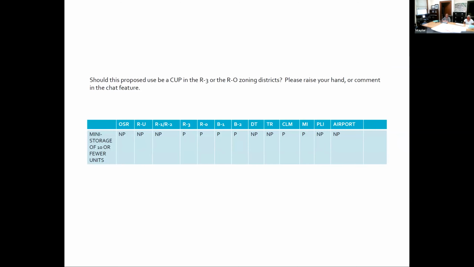Here we have a question that has come up amongst folks prior to the meeting. Right now, mini storage of 10 or fewer units is proposed to be permitted in our medium density residential district and our high density residential district. There's a question as to whether or not this should be a conditional use permit in these residential districts. It would be permitted outright in our commercial districts, the downtown, the industrial districts. It would not be permitted in the PLI district or the airport.